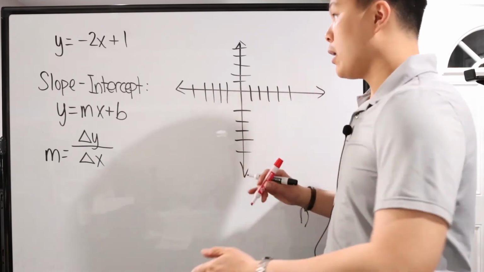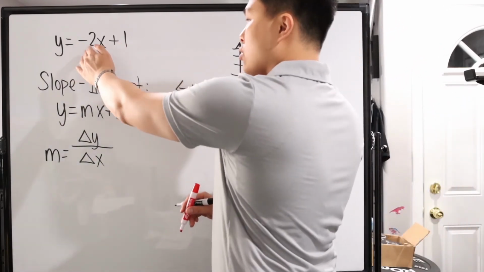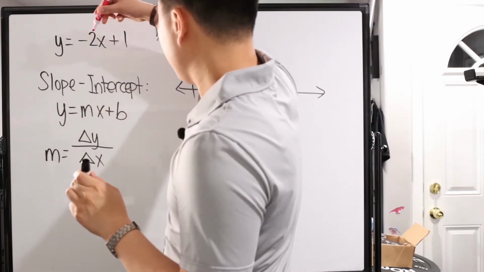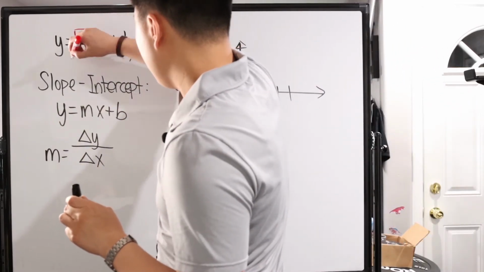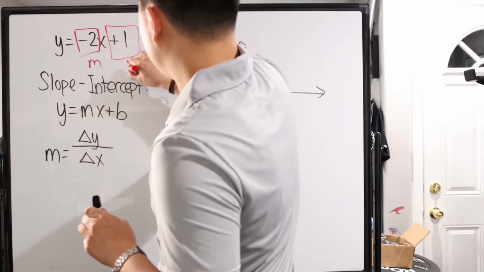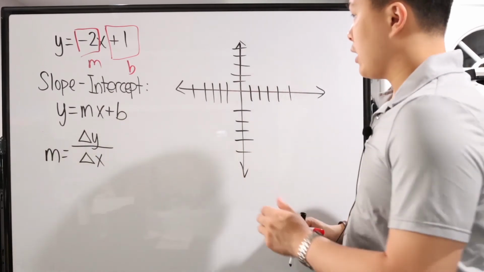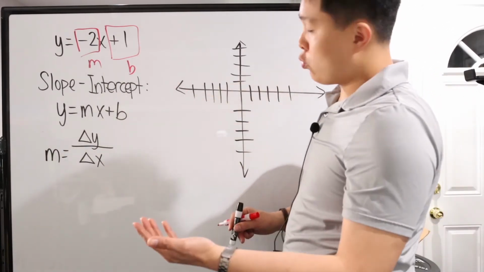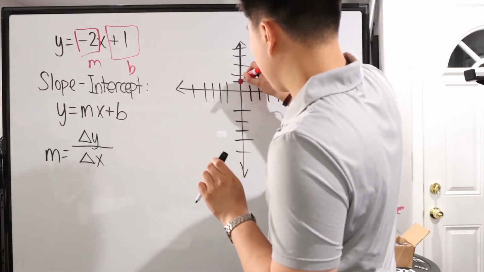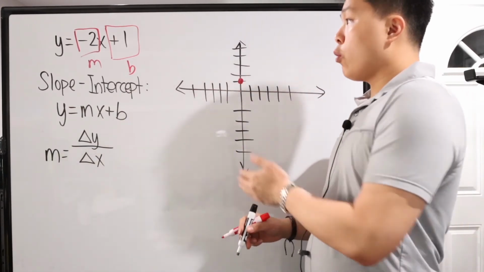Now, for this third example, we have this one right here: y equals negative 2x plus 1. Now, once again, our slope is right here in front of the x. This guy, that's our slope. And this right here, plus 1, is our intercept. Now, here's the thing. The intercept is easy. It's just 1, right? So our y-intercept at 1, this is where our first point, or our chosen point, should be. And then from then on, we're going to use the slope.